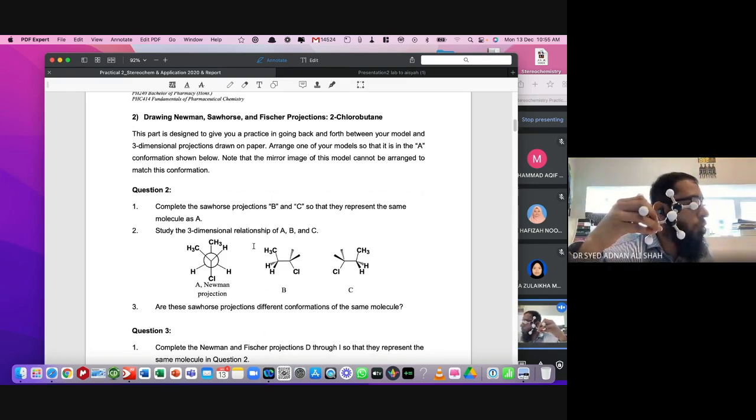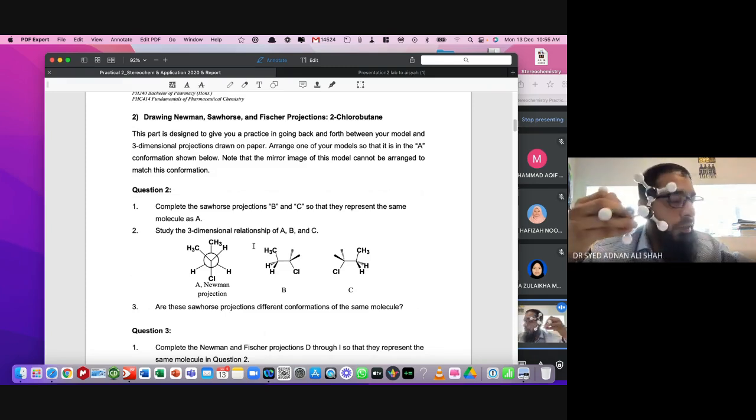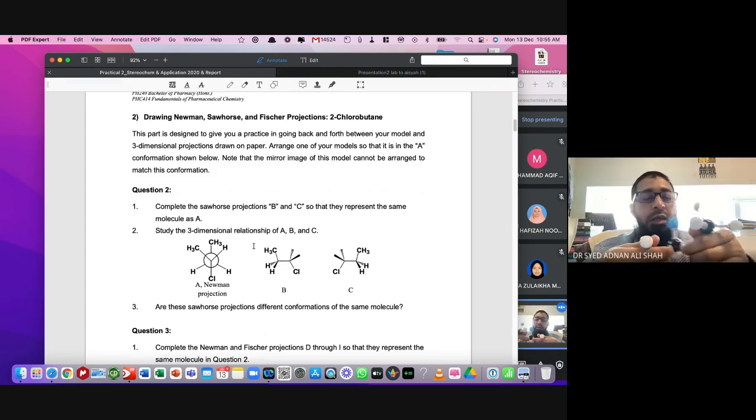So can I show you the non-superimposable mirror image of this molecule? Then it will be very easy for you.